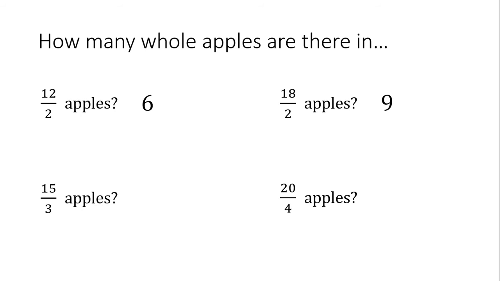Bottom left corner. 15 thirds. 15 thirds of apples? Well, 15 thirds is the same as 15 divided by 3. And 15 divided by 3 is 5. And we know that because 3 times 5 is 15. Finally, bottom right, 20 fourths. Well, 20 fourths is the same as 20 divided by 4. And that's easy. 20 divided by 4 is 5, and we know that because 4 times 5 is 20.